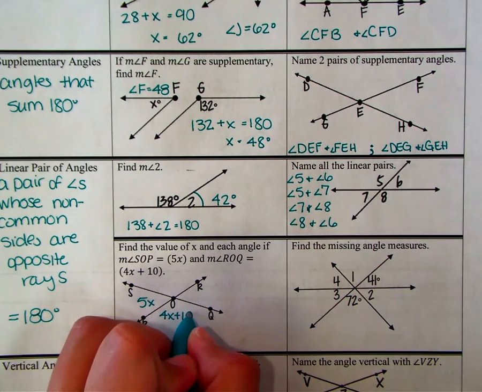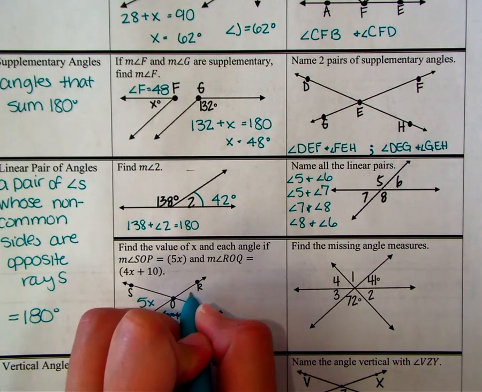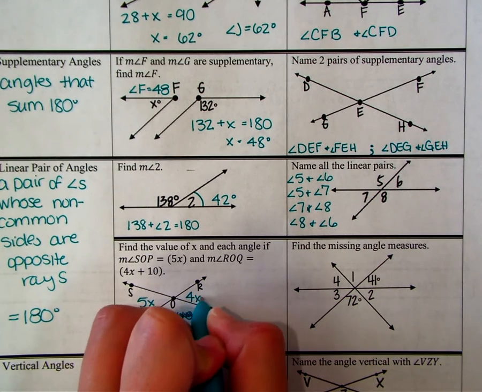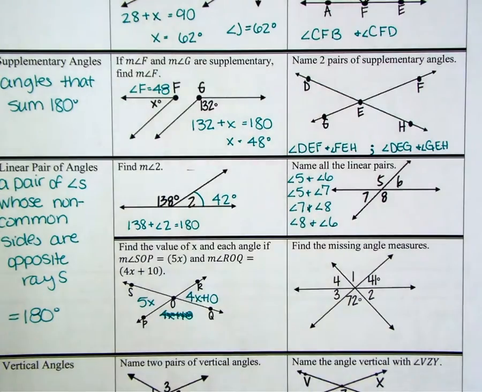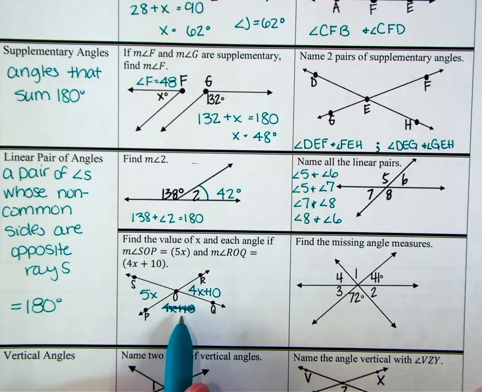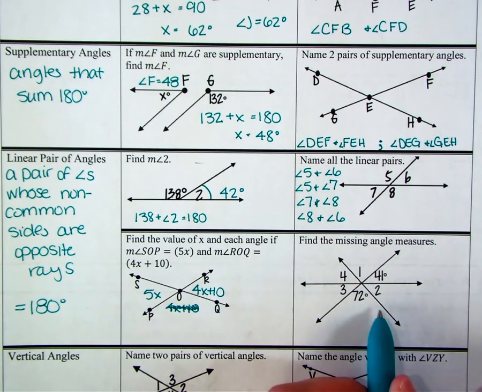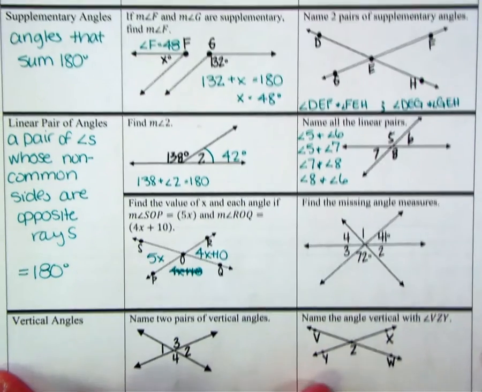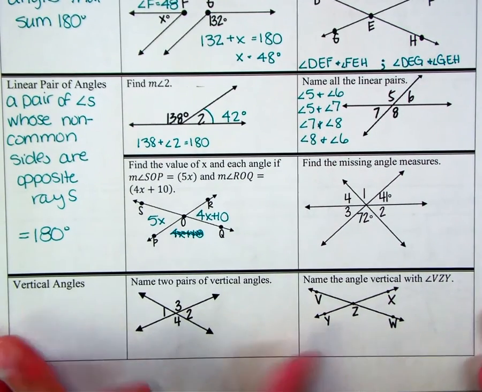I'm sorry, I put that in the wrong spot. We're going to come back and solve that one after we talk about vertical angles. In the next one, we're also going to come back and do that one. Sorry, I got my notes out of order.